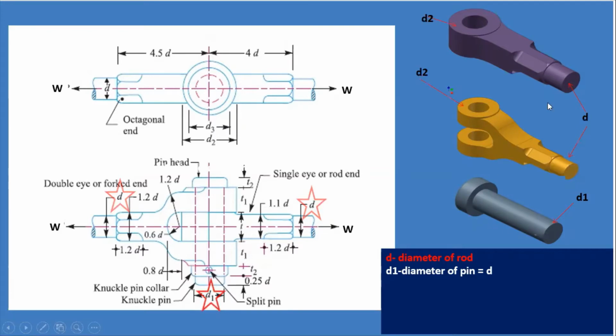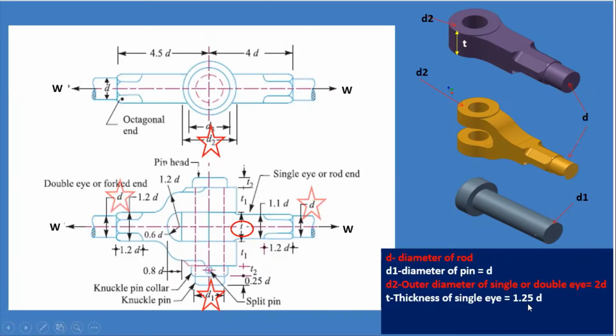Then the third notation is d2, which is nothing but the outer diameter of the single eye and the double eye, and that is equal to 2d. The next notation is the thickness of the eye, which I have shown here, and the thickness of the single eye is given as 1.25d. Another element that can be observed here is t1, which is the thickness of the double eye, and that is equal to 0.75d.